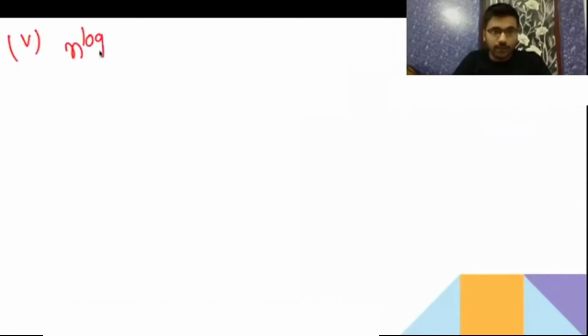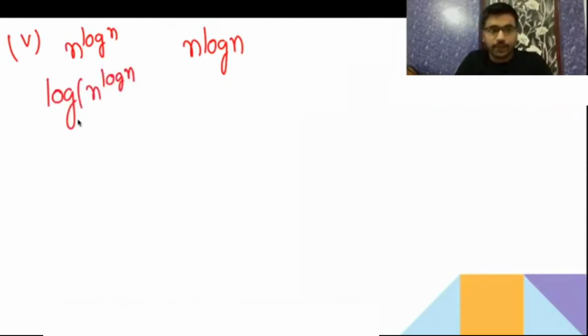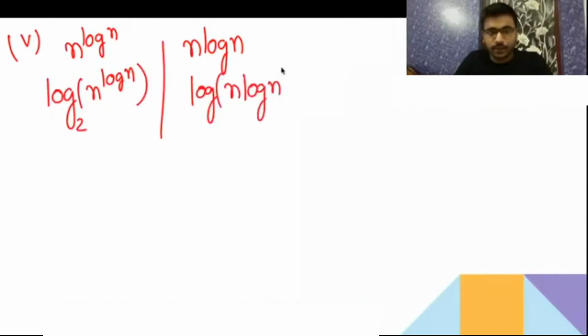Next is n to the power log n, and the next one is n log n. So again you take log on both sides, so log n log n here, base 2, and here log n log n.